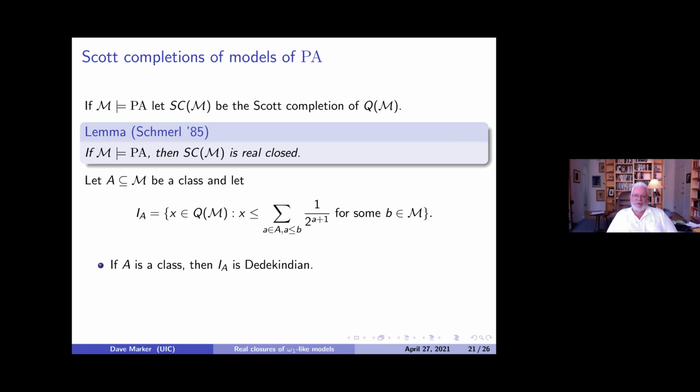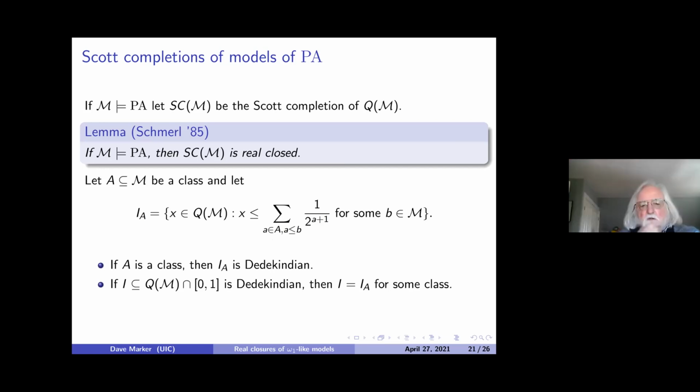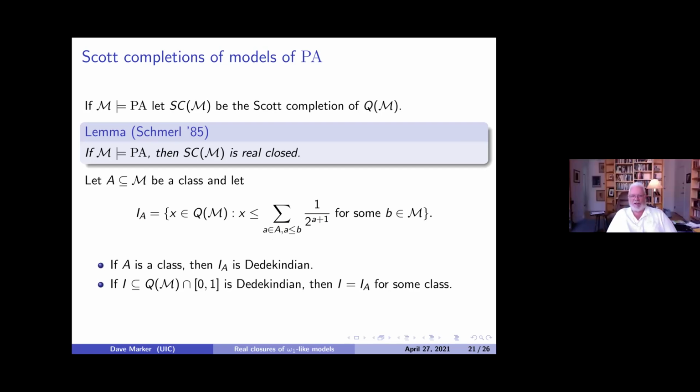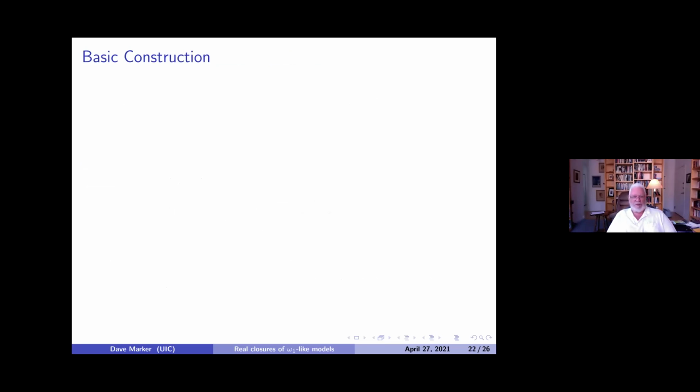Jim observed that if you have a class, this initial segment is Dedekindian. And moreover, if you take any Dedekindian initial segment that's between 0 and 1, then it arises this way. So this gives a way of identifying the Dedekindian cuts, or the part of the Scott completion that's between 0 and 1, with cuts in the model. Okay. So those are the ingredients.